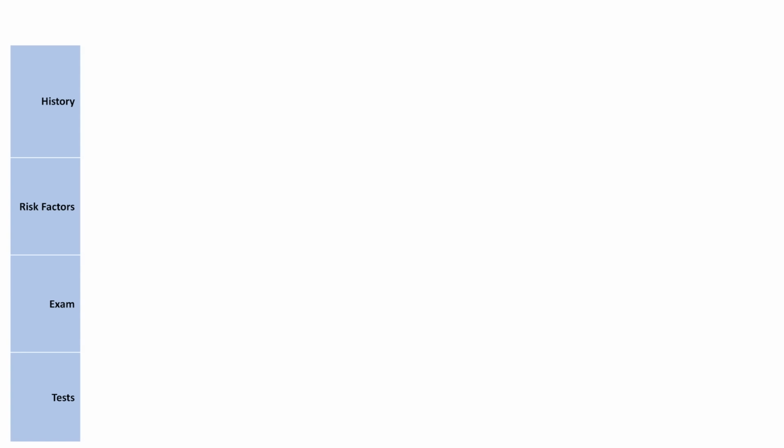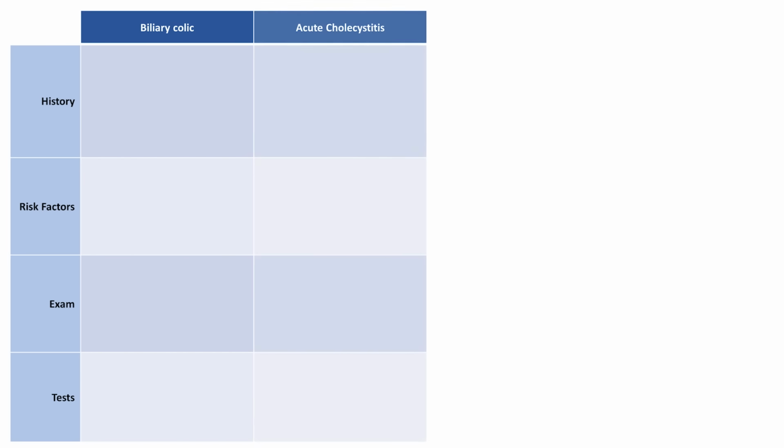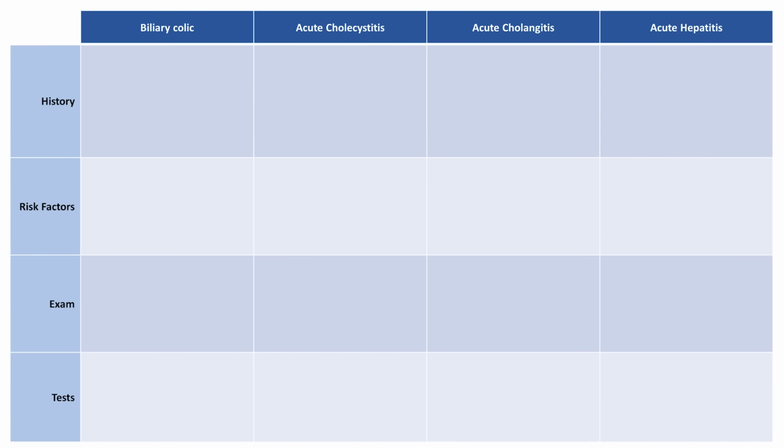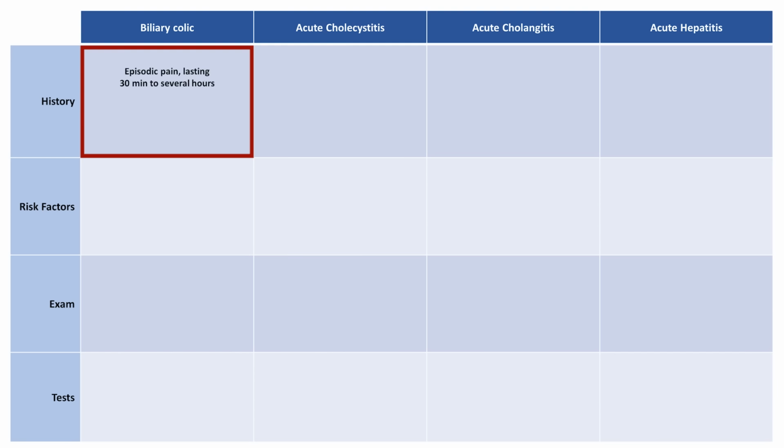Now, let's run through the illness scripts of 4 particularly important causes of right upper quadrant pain: biliary colic, acute cholecystitis, acute cholangitis, and acute hepatitis. In biliary colic caused by gallstones within the gallbladder, the pain is typically episodic, lasting 30 minutes to several hours. It's often triggered by eating.